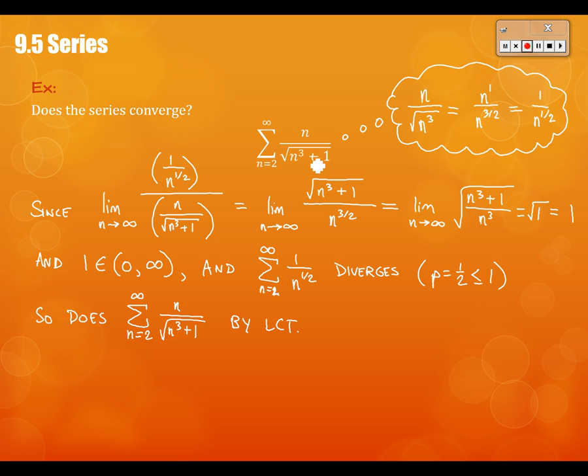You're looking at this work here? Okay, so you're good on this to here? No. Okay, sorry. Let's maybe work it up here. So you get 1 over n to the 1/2 times the square root of n cubed plus 1 over n.